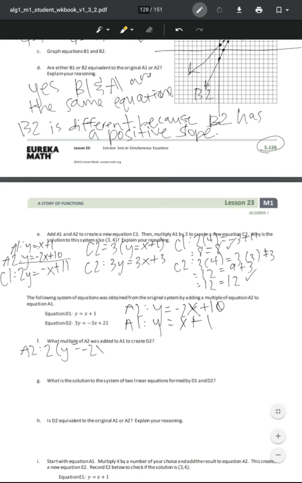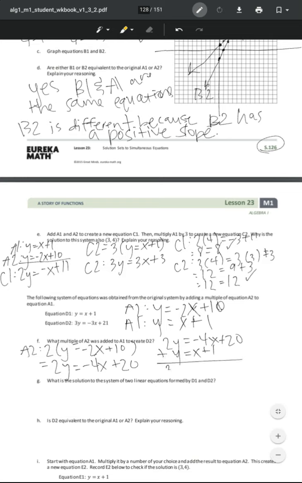equals negative 2x plus 10. Simplifying that, we get 2y equals negative 4x plus 20. Okay, so I multiplied everything by 2. And then if I multiply that by 2 and add it to A1, 2y equals negative 4x plus 20, and we're going to add that to y equals x plus 1 because we're adding it to A1.